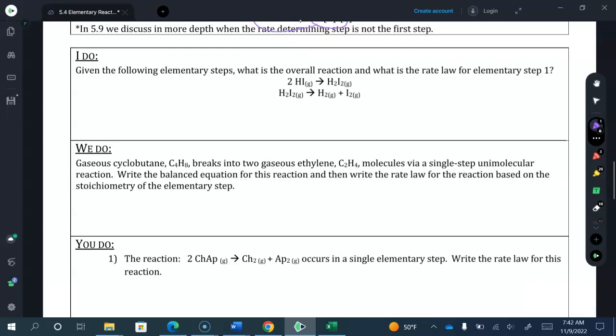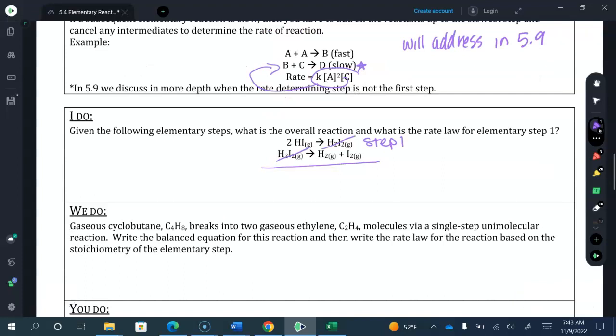Given the following elementary steps, what is the overall reaction and what is the rate law for the elementary step 1? And so the first one is always step 1, just so that we remember that. So we are going to look at the overall reaction first. So when we want the overall reaction, we're going to cancel anything that's on both sides. So these cancel, kind of like net. And so we write what's left over.